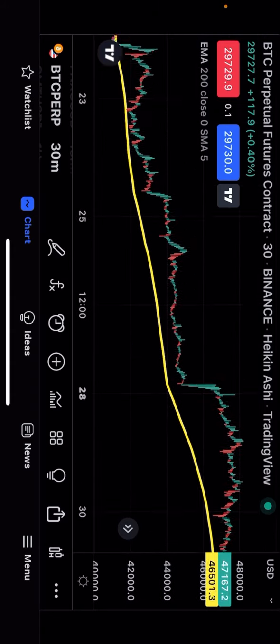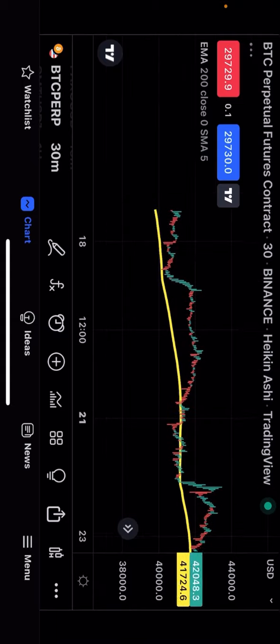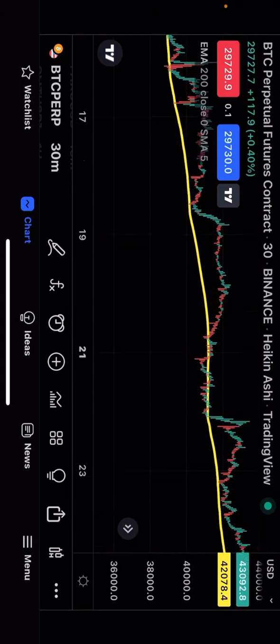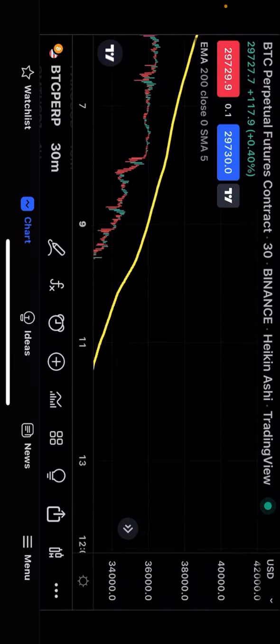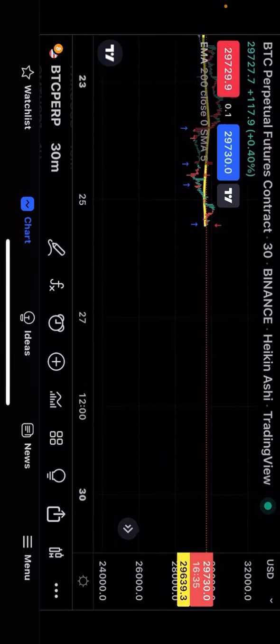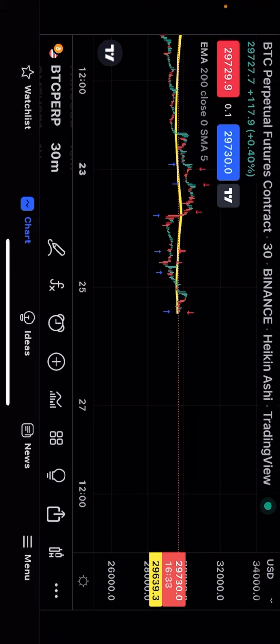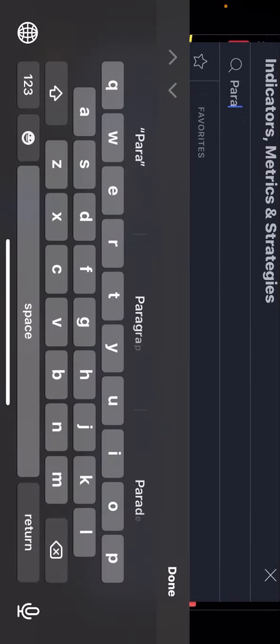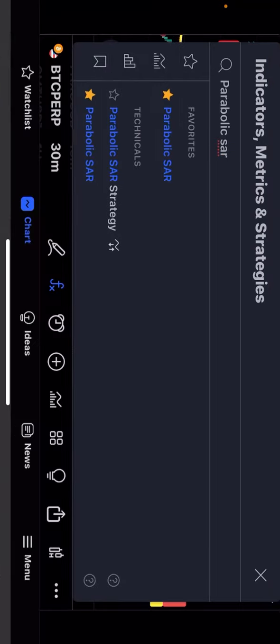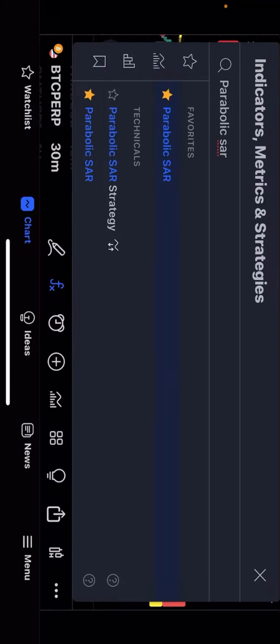Now I will teach you how to know if a trade is going to be profitable or not. So firstly, now you know what the EMA indicator is used for. The second indicator you have to apply is your parabolic SAR. Yes, your parabolic SAR. You click on this fx and you click on parabolic SAR. Done. See it here, parabolic SAR.